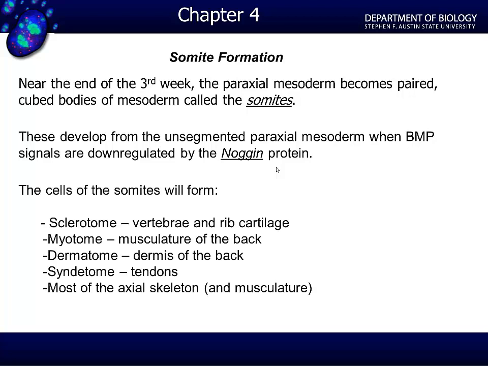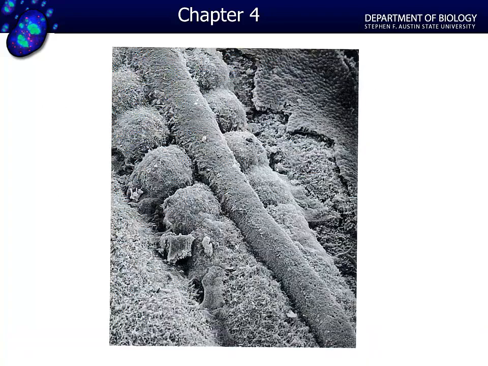Now, these blocks of tissue, somite is just the name for the whole thing. But we're going to see that we have a sclerotome portion of the somite, which gives rise to the vertebrae and the ribs. Myotome, myo of course meaning muscle, the musculature of the back. Dermatome, dermis of the back. We now have a new one. This is called the syndotome, and this is going to give rise to connective tissue that are the tendons. And we're going to see that most of our axial skeleton and musculature are going to come from our somites.